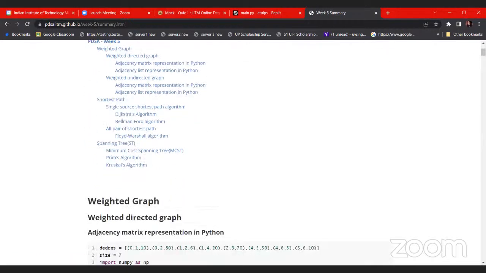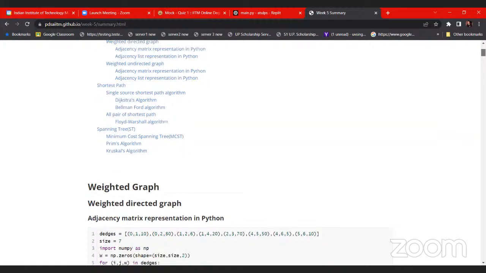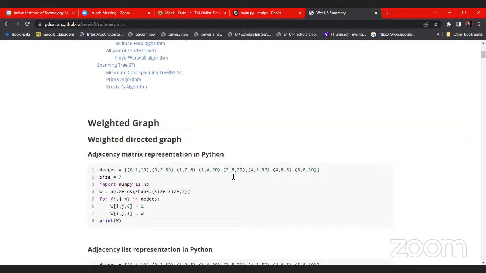So in the continuation of the graph topics, week 5 also covers some topics related to graphs. There are basically two topics we are covering in week 5. First is shortest path and second is spanning tree.